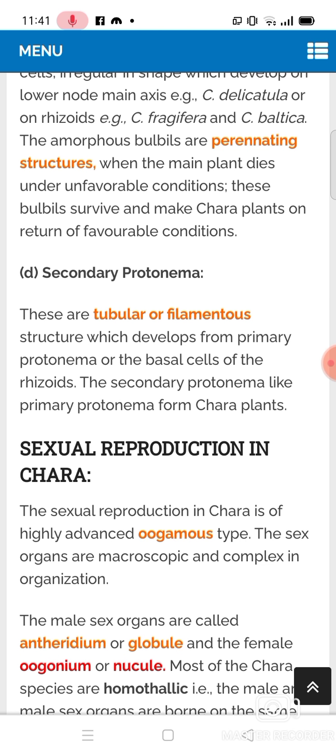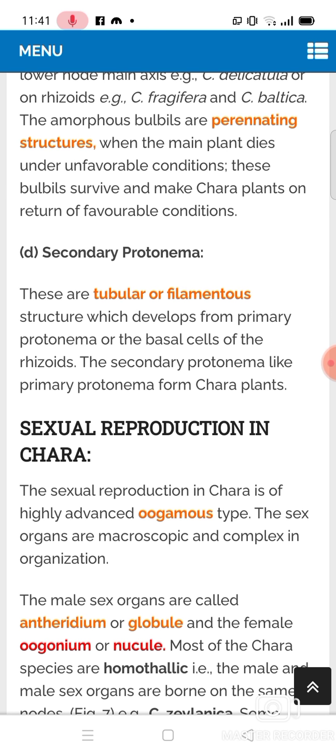Secondary protonema are basically the thread-like filamentous structure which develops from the primary protonema or the basal cells of the rhizoids. Basically, protonema develop from the basal cells of the rhizoids or rhizome. Protonema. What is the protonema?